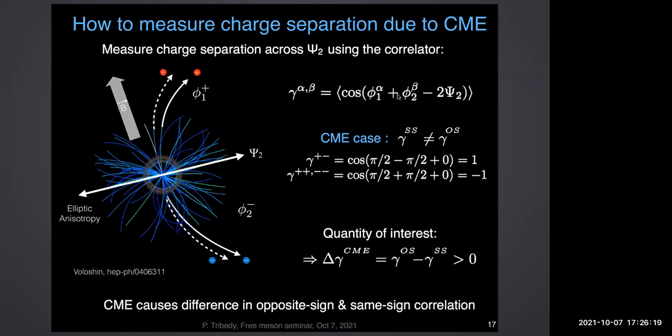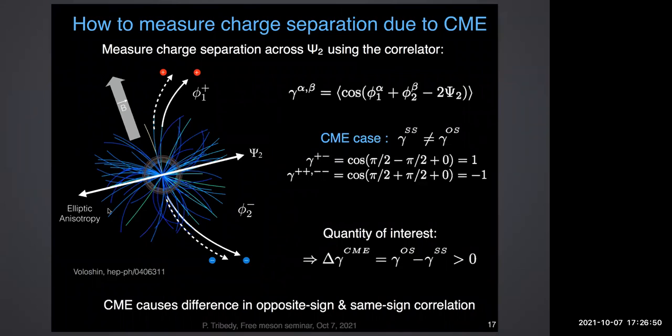So this is the observable now. Look. For anisotropy, it was cos(2φ1 − 2ψ2). But here I have two particles, the angles of two particles relative to the plane, and the cosine of that. This is called the gamma correlator, and this is the observable we are going to use. If you want to be convinced, put some numbers here. Put an angle of a positive particle with respect to this plane.